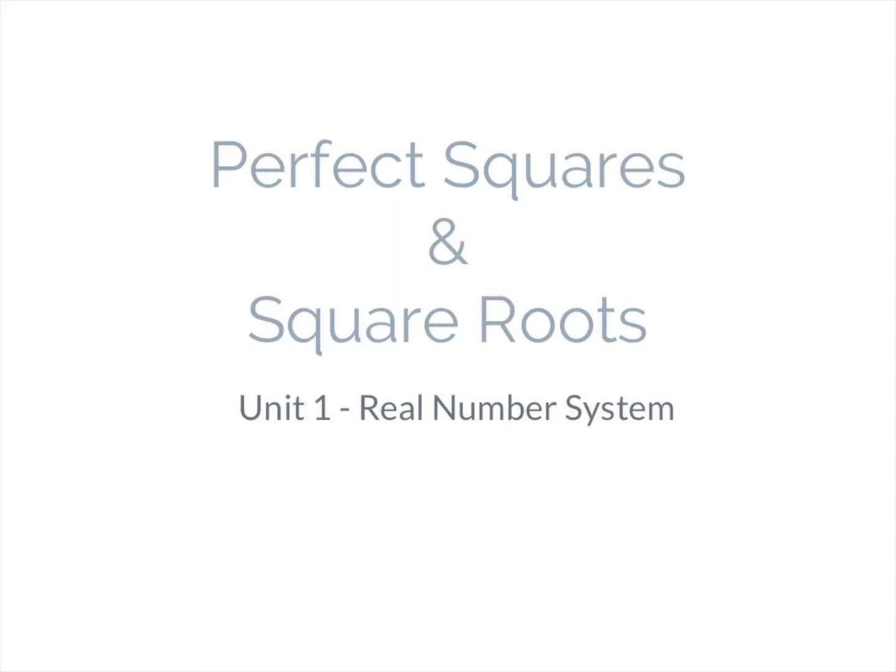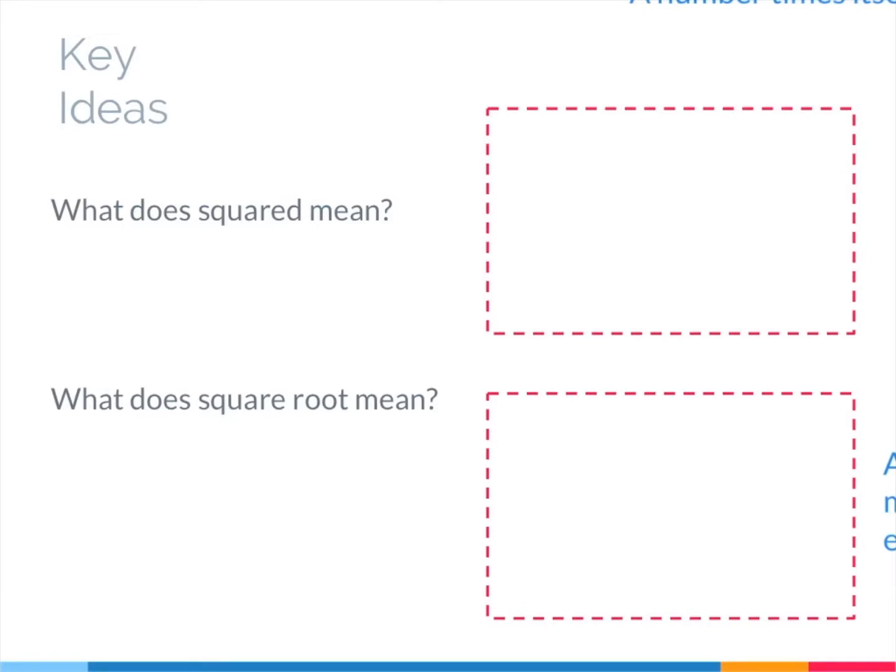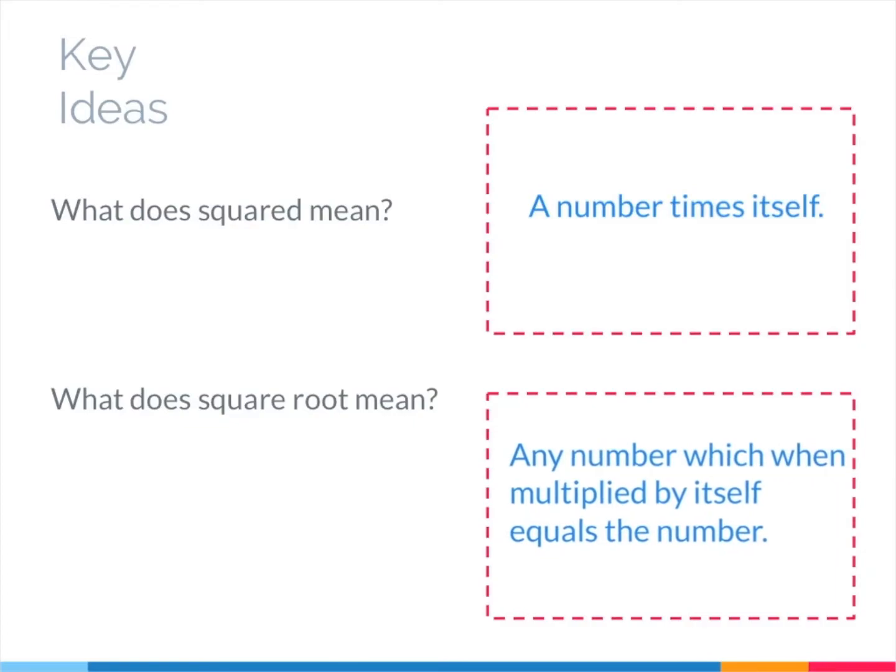Here we are at perfect squares and square roots. Let's take a look at some key ideas. A couple of key ideas we have here. The first one is, what does squared mean? When we talk about squared, that means a number times itself. Then we need to take a look at what does square root mean. And square root means any number which when multiplied by itself equals the number.